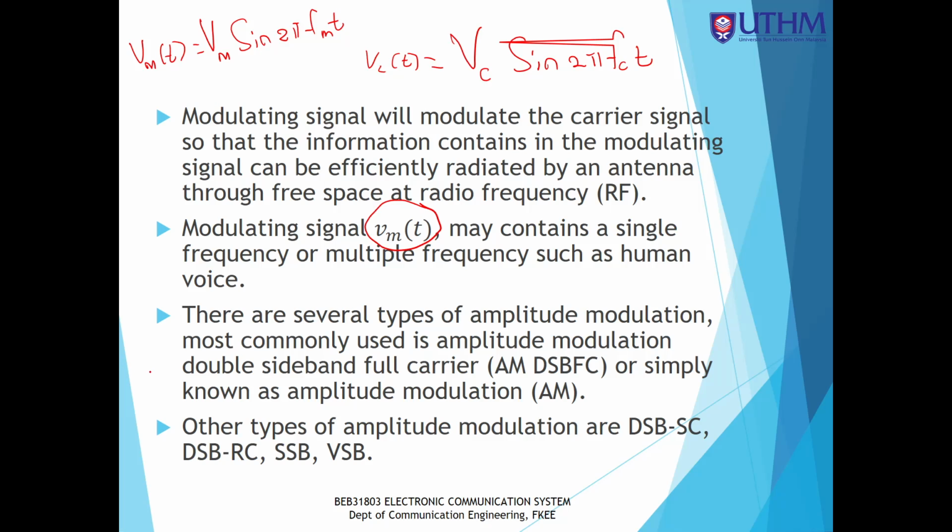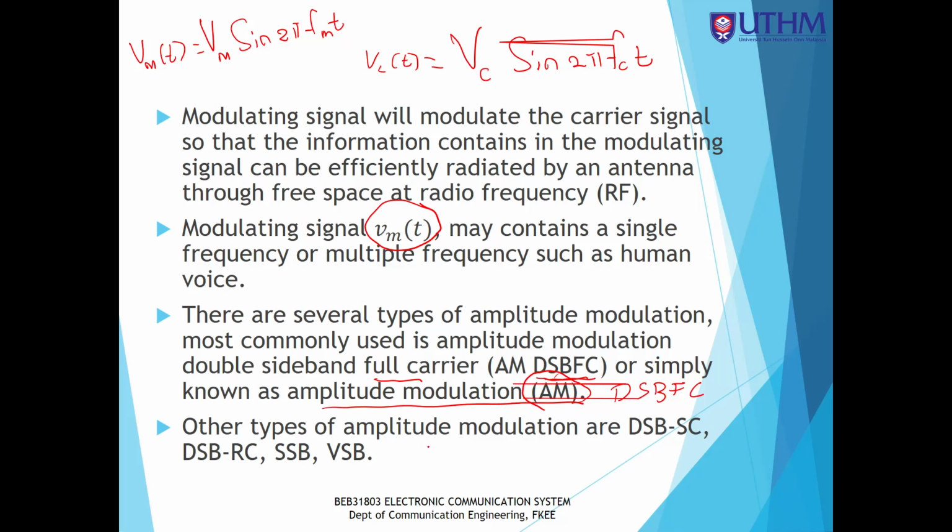Macam mana nak kira? Nanti kita akan lihat. There are several types of amplitude modulation. So AM ada keluarga yang besar. Dia punya datuk nama dia DSBFC. The first generation of AM is a double sideband full carrier. AM DSBFC, also known as AM. Dalam kamu punya syllabus, apabila dia sebut sebagai AM, dia merujuk kepada DSBFC, double sideband full carrier.